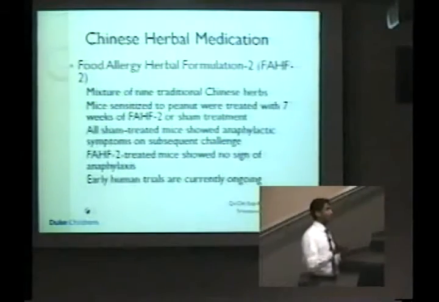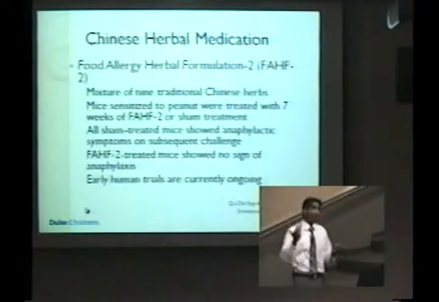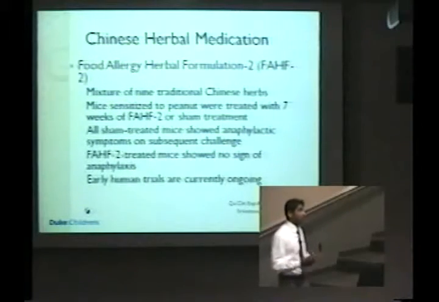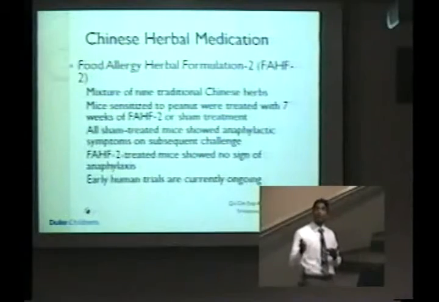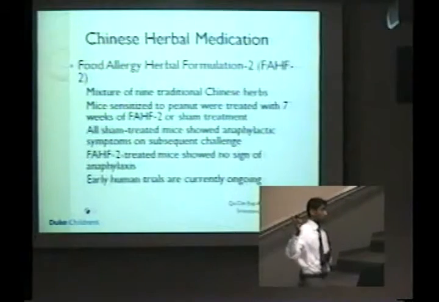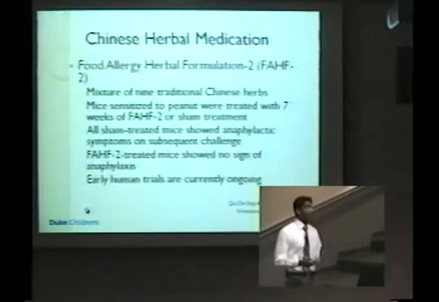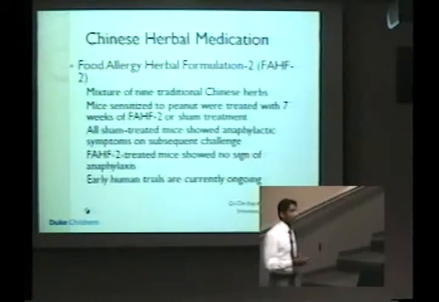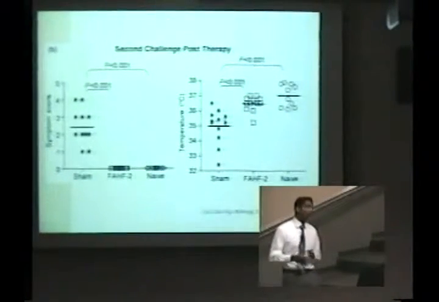After they treated them with 7 weeks of this Chinese herbal medication or sham or placebo, they found that all the sham-treated mice showed anaphylactic reactions when they were challenged with peanut. But the FAF2, the traditional Chinese herbal medicine-treated mice, did not show anaphylaxis. These are really exciting results. The early human clinical trials are ongoing at Mount Sinai. And this is looking at mice data.